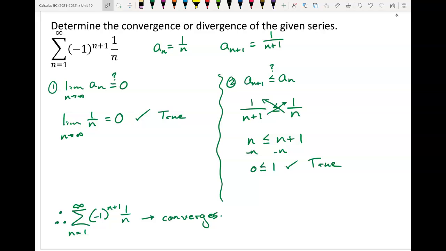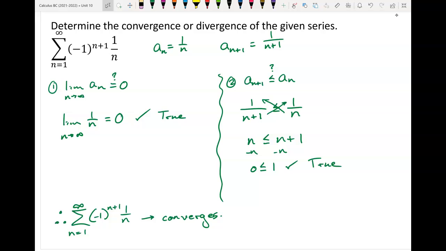Now, it's going to be actually very rare that the AP test is going to ask whether or not an alternating series just converges or diverges. They're going to be asking, does this converge conditionally, absolutely, or diverge? And so we'll be going back to this problem later on when we get to that point.